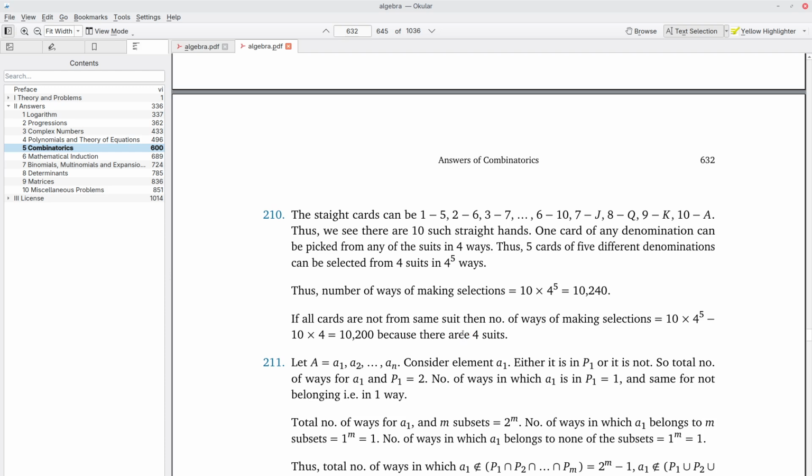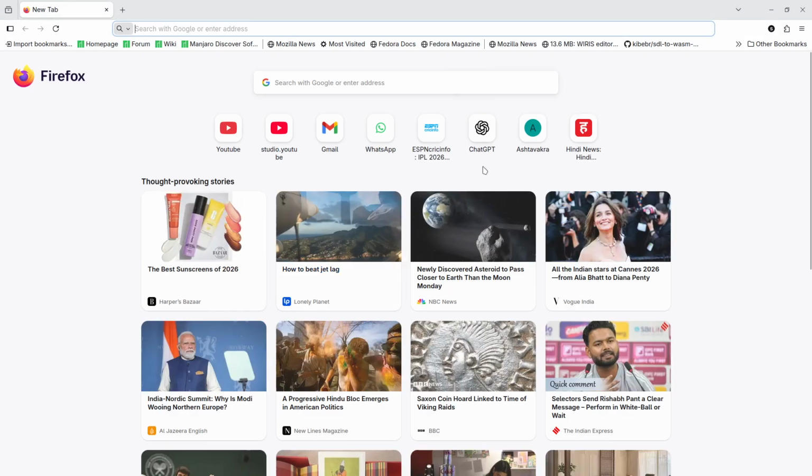This is an extra. So with this, we come to the end of the 24th set of problems on permutation and combinations. Let me show you how you can download the book.